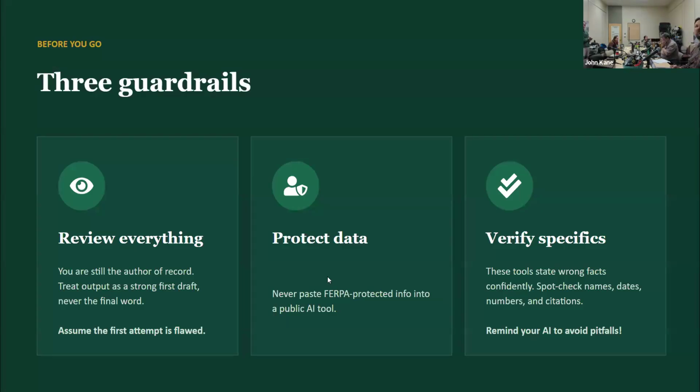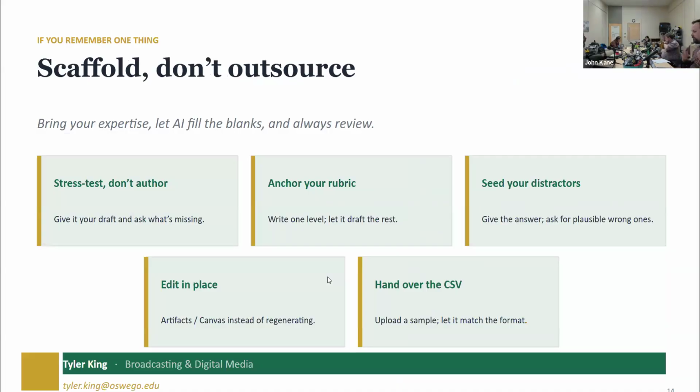Guardrails, of course: review everything, protect your data, verify the specifics. The text in bold are the things that I would say should be takeaways for everybody. Assume the first attempt is flawed and remind your AI to avoid its most common pitfalls because it will make them if you're not there to get in the way. But if there's 5 main points to come out of this, use these tools to stress test as opposed to authoring things, and you'll feel a lot more comfortable. Use it to anchor your rubric and then fill in the blanks, not to do it all itself. Seed your distractors, give it right answers and ask it to come up with wrong ones.